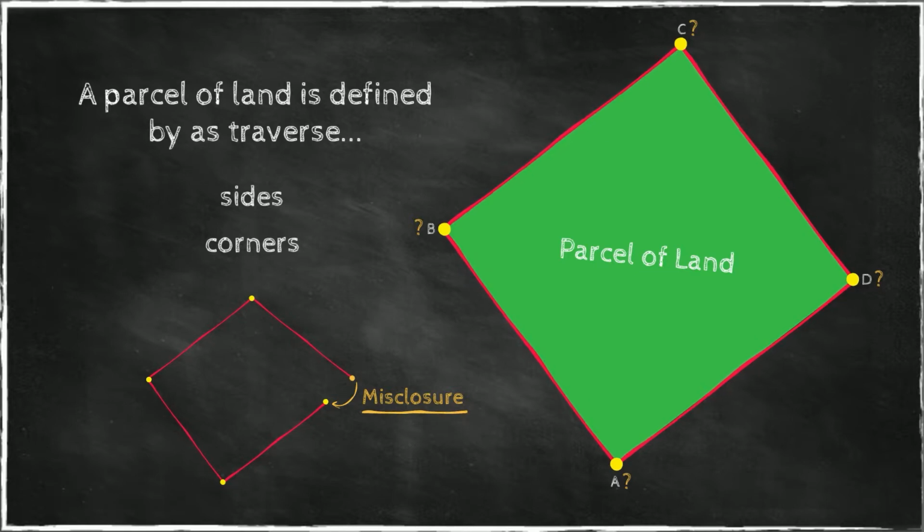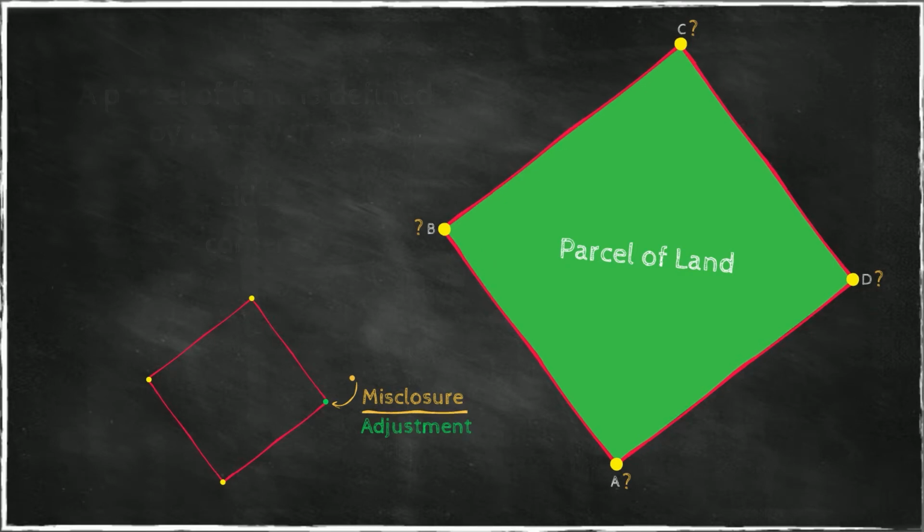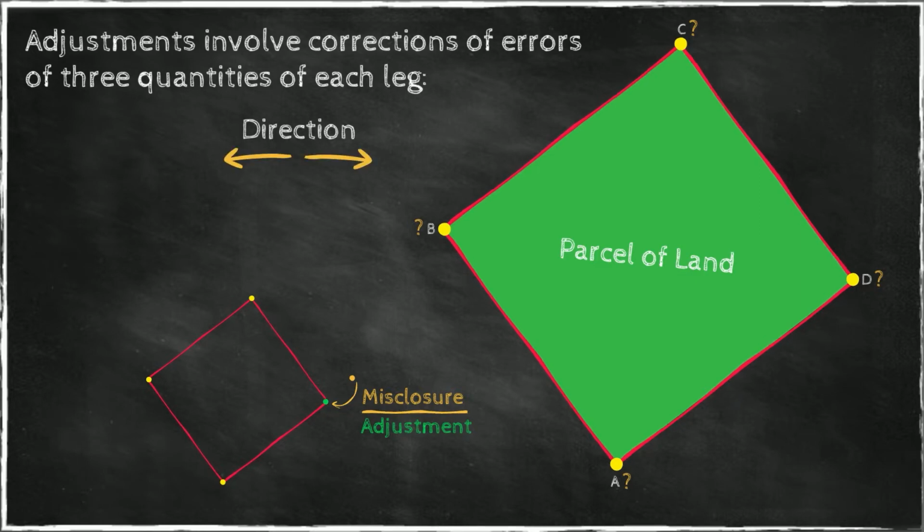If the misclosures are acceptable, depending on the project purpose, then we can do an adjustment, and that would help us calculate this set of data appropriately. Now, in each case, we're going to take into account for our adjustment the direction of each leg, the length of the leg, and the elevation of each corner.